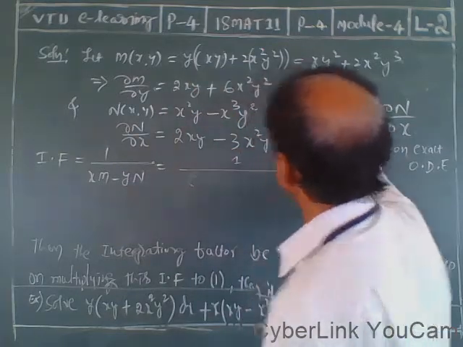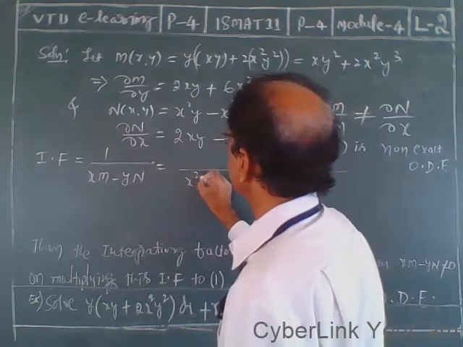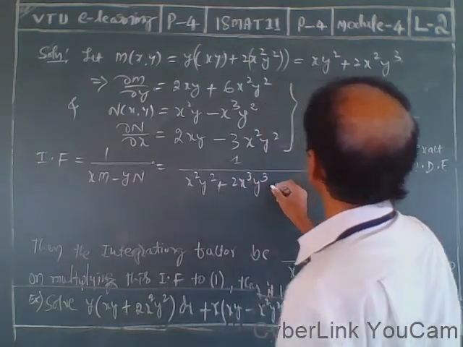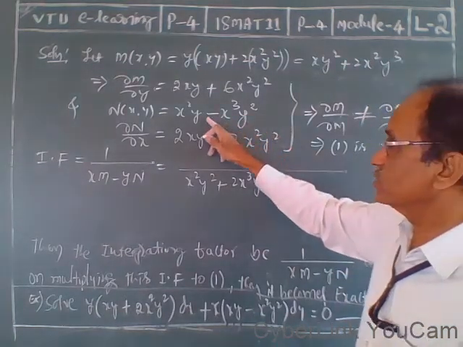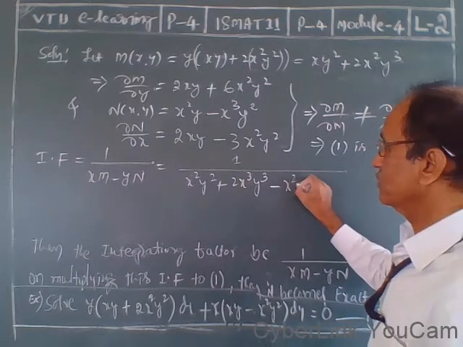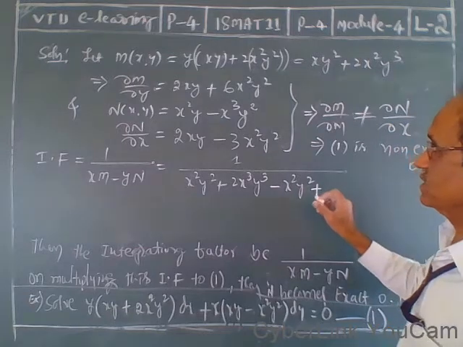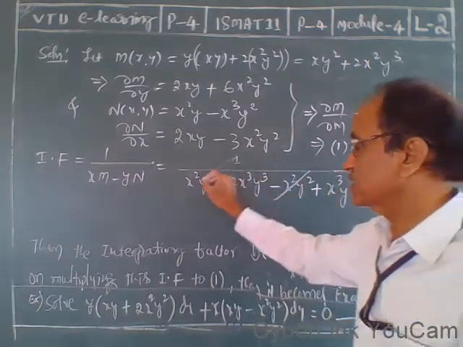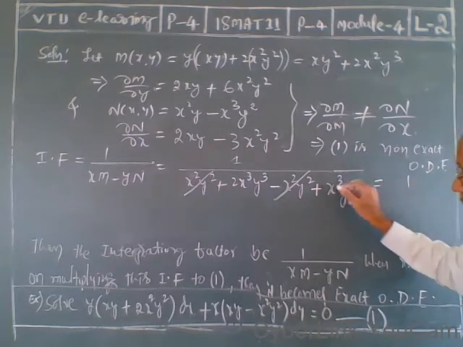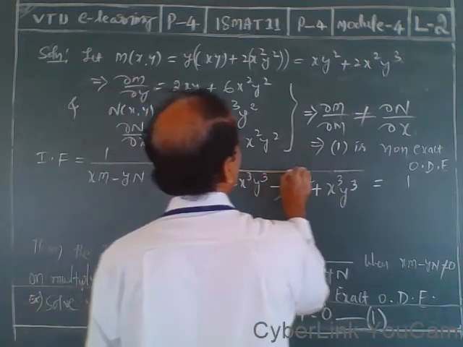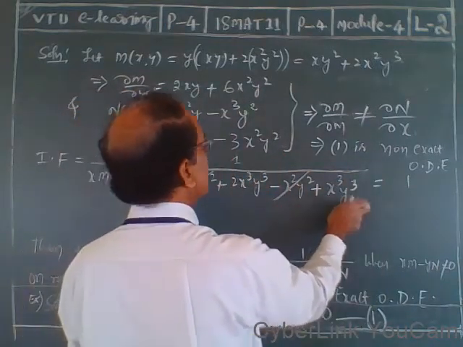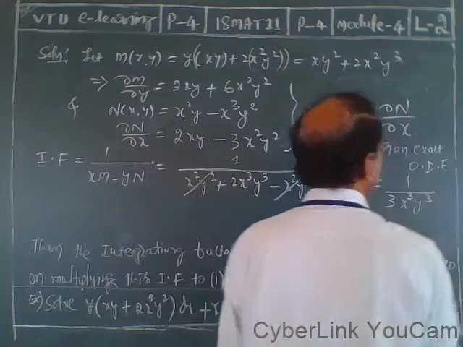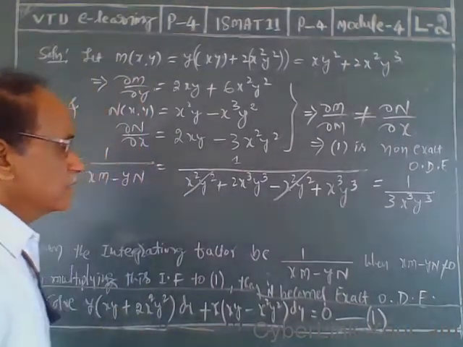sorry, here you have to multiply with x square y square, and 2 times x cube y cube, and minus of these 2 terms multiplied by y, therefore minus of x square y square, and minus minus plus, that becomes x cube y cube. Then I can cancel this term, so that simplification comes to be 1 divided by, these two terms will cancel, x cube y cube and 2 times this one, that is 3x cube y cube, that is the integrating factor.